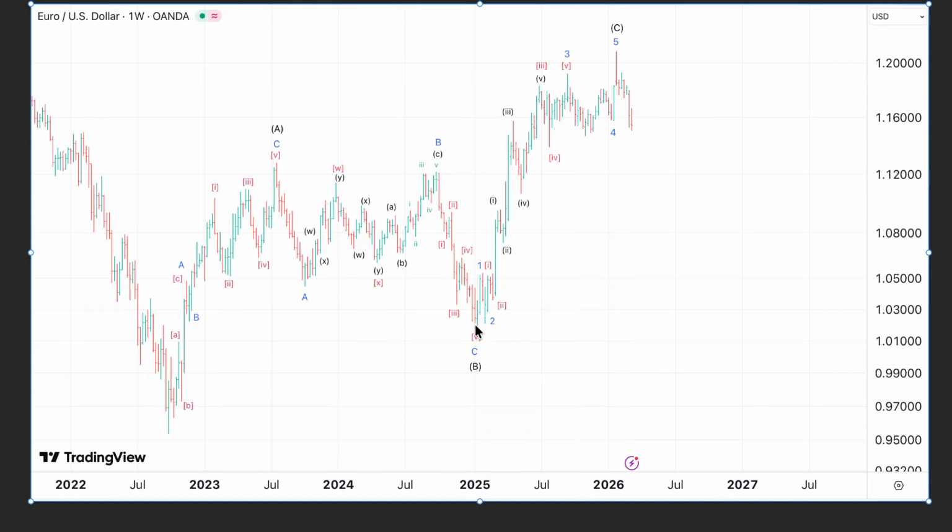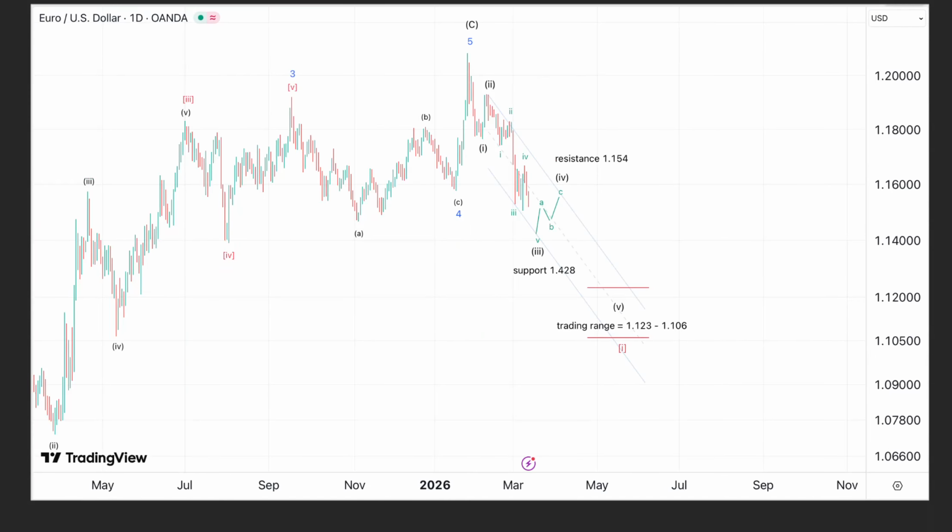Finally, the beginning of 2025, we had a move down, which would be our larger degree B, and then finally, we have a completed 5-wave sequence from the beginning of 2025 lows to the beginning of this year, 2026. So this right here is a completed 5-wave sequence, and the next slide I'm going to show you is how I'm projecting it. So let's look at the daily chart.